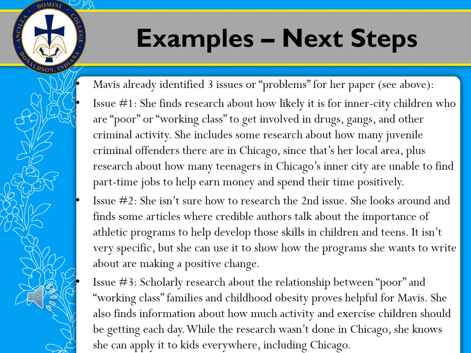She finds research for issue number one, talking about how it's very likely for inner city children who are poor or working class to get involved in drugs, gangs, and other criminal activities. She also includes some research about how many juvenile criminal offenders there are in Chicago, since that's her local area, plus research about how many teenagers in Chicago's inner city are unable to find part-time jobs to help earn money and spend their time positively. She's finding both specific local research about the teenagers in Chicago, but she is finding more general research about urban inner city children of certain social classes and that relationship with, again, drugs, gangs, and other criminal activity.